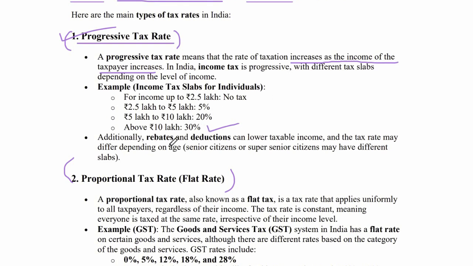Additionally, rebates and deductions can lower taxable income, and the tax rate may differ depending on age. That is, senior citizens or super senior citizens may have different slabs for paying tax. So this is known as progressive tax rate.